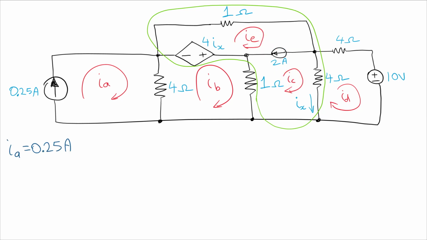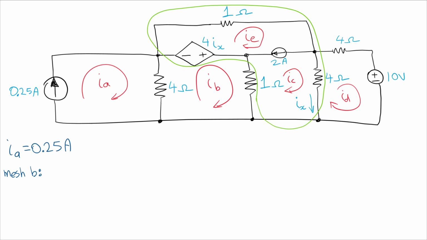Now, the first thing that we can notice is that for the IA mesh current, there is a constant current source, the 0.25 amp current source, associated with that mesh current. This current is going in this direction, and it's only shared by IA. Its value is 0.25 amps, and since it's the only current associated with the mesh and it's in the same direction as the mesh current, it's equal to IA. So this is great. We have one of our mesh currents identified with almost no effort. Okay, so let's keep going.